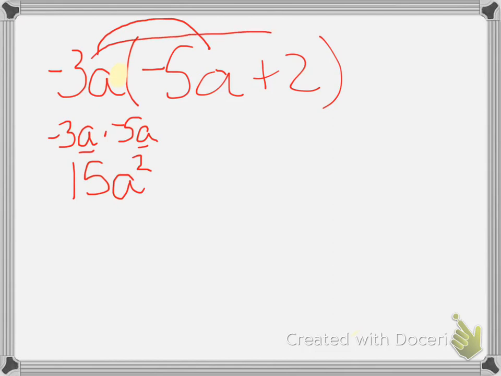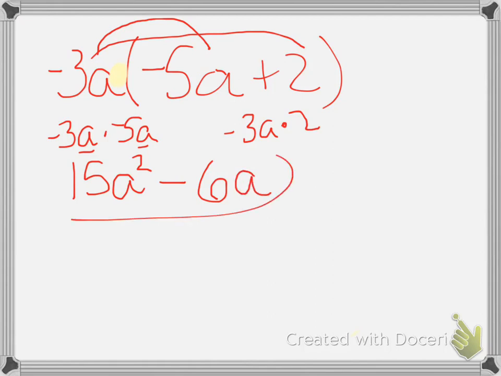And then 3a, negative 3a times 2. The negative 3 times a positive 2 makes a negative 6. So I'm just going to write minus 6, because I don't want to write a plus negative. That gets too confusing. And then it has an a. Okay. Then we went and we started FOILing.